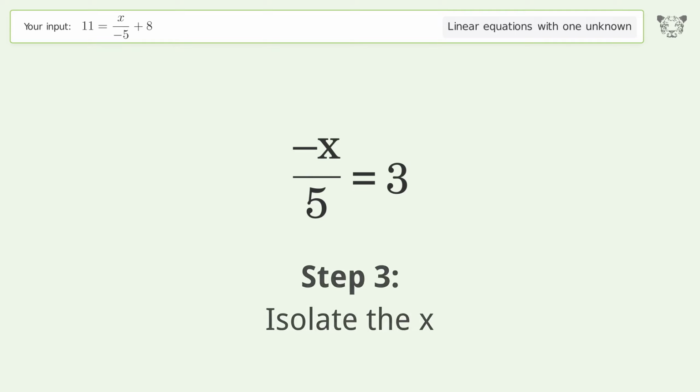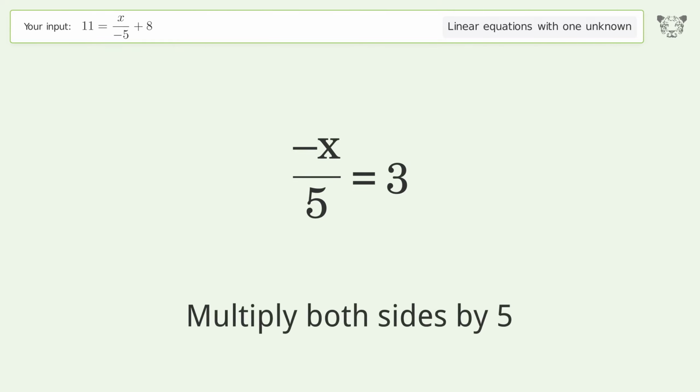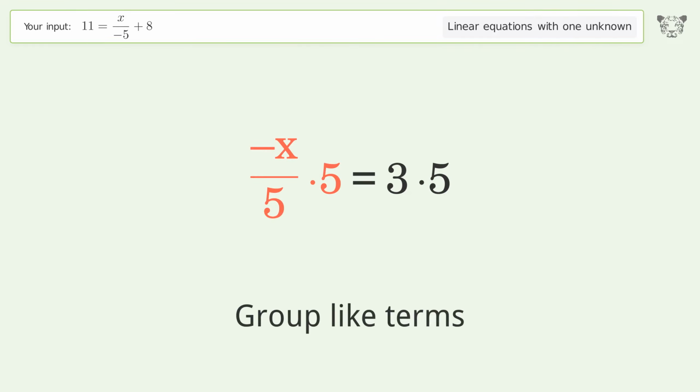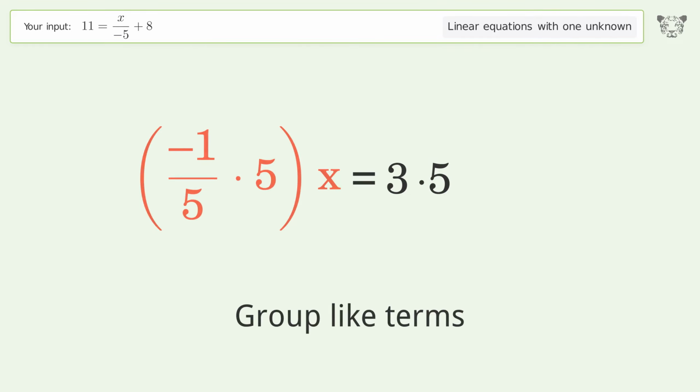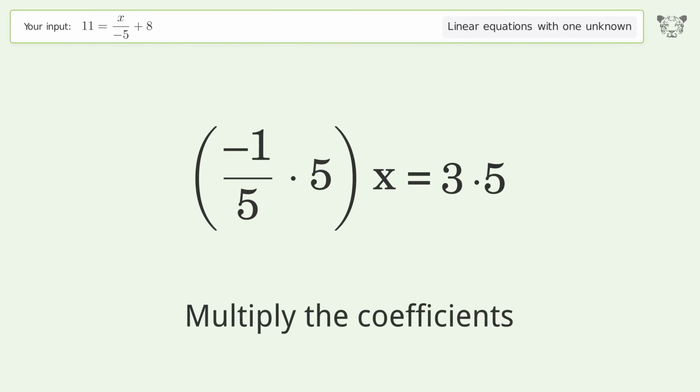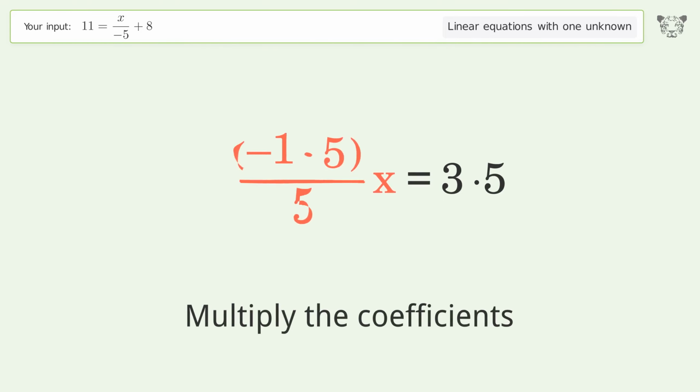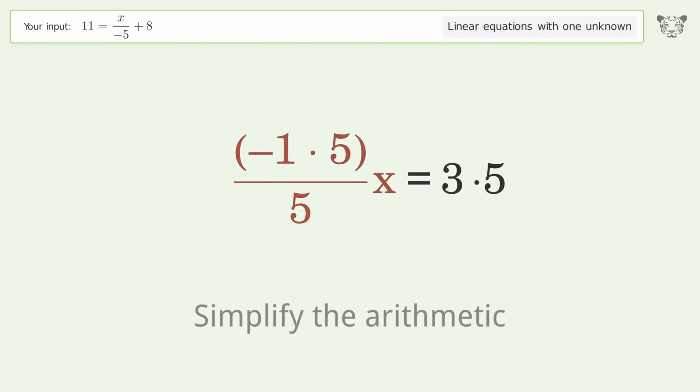Isolate the x. Multiply both sides by 5. Group like terms. Multiply the coefficients. Simplify the arithmetic.